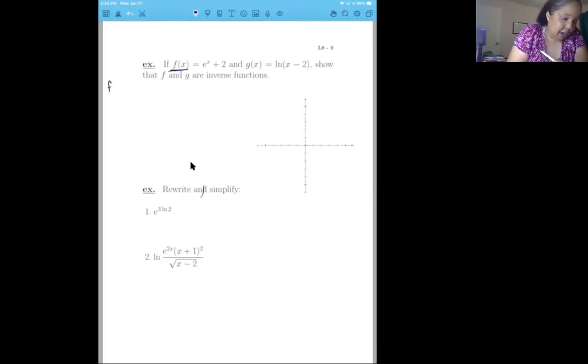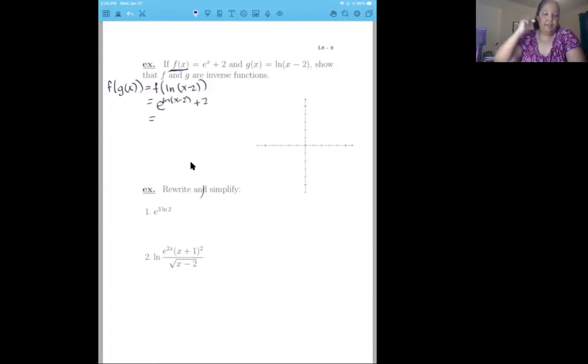So f of g of x. So I'm going to plug g into f. So f of natural log of x minus 2. I get e to the natural log of x minus 2 plus 2. All right, so if I have e to the natural log of x minus 2, remember natural log is log base e. So I just get what's inside the logarithm. So I get an x minus 2, so plus 2, and that gives me an x.